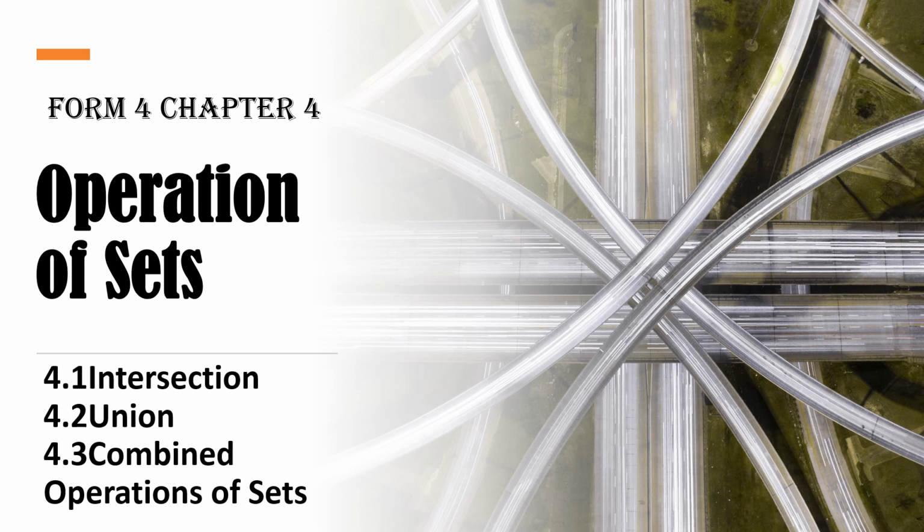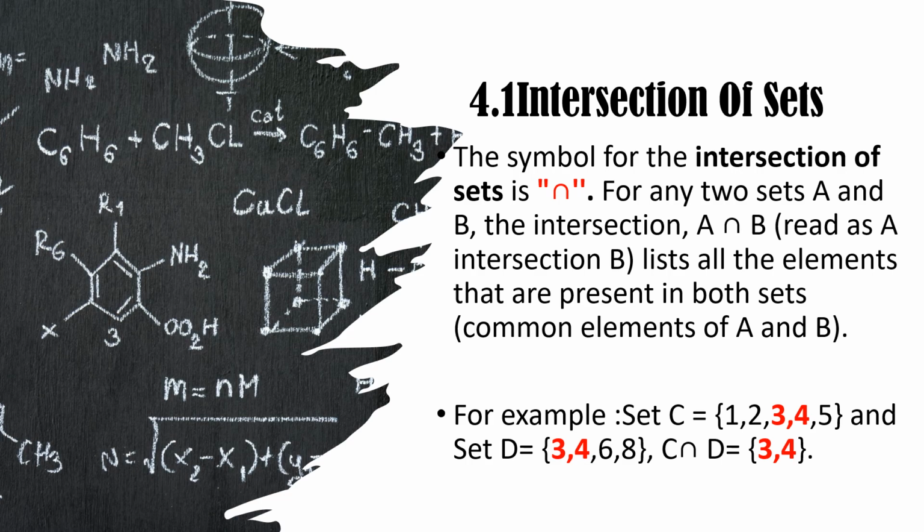Okay, so the first subtopic, intersection of sets. The symbol used for intersection of sets is an inverted U. For any two sets, A and B, the intersection A intersect B is read like this. Basically, intersection lists all the elements that are present in both sets, the common elements of two sets.